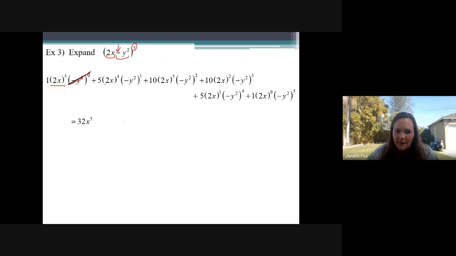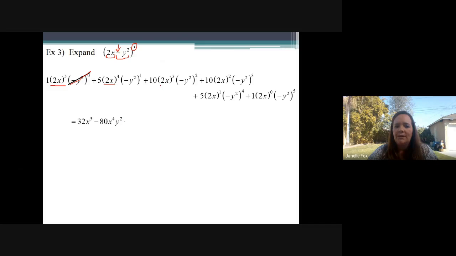Now, on this one, we have to be careful. We have to take this 2 to the 4th power, then multiply by 5, and then multiply by -1 because this guy is to the 1st power. Okay, 2 to the 4th is 16. 16 times 5 is 80, and then the -1. So negative 80 x to the 4th y squared.